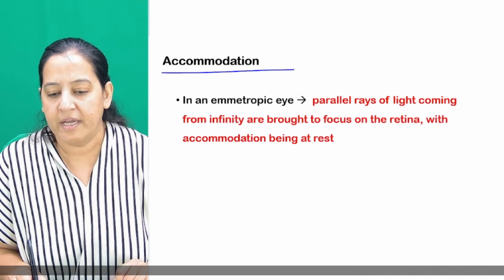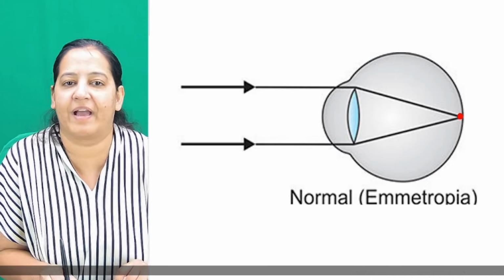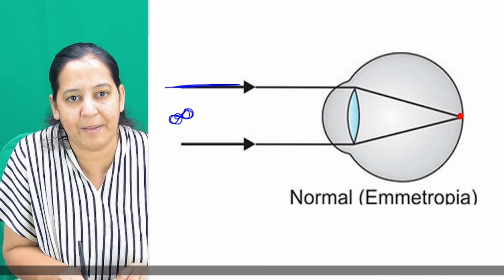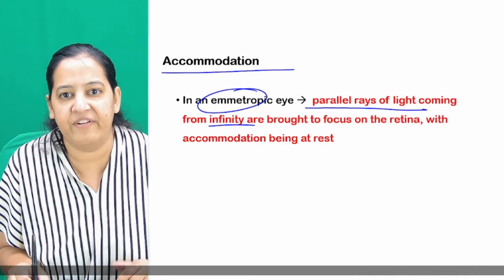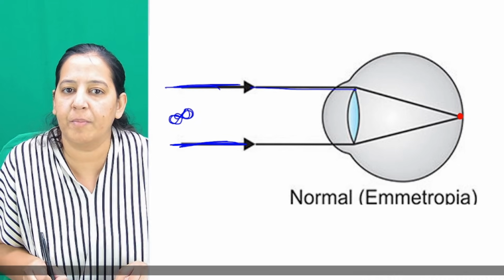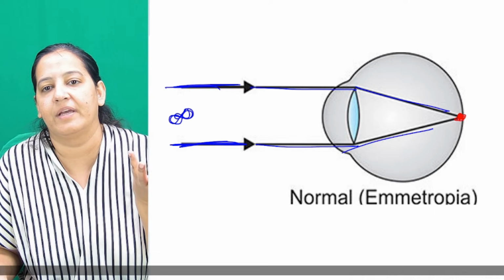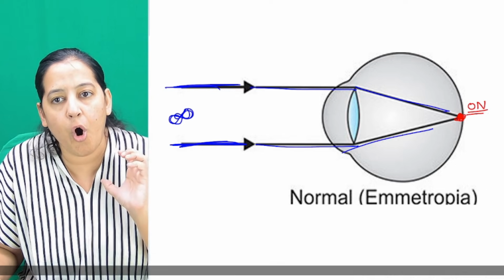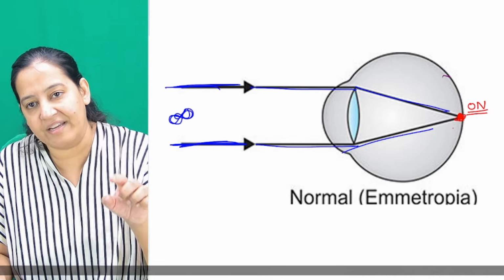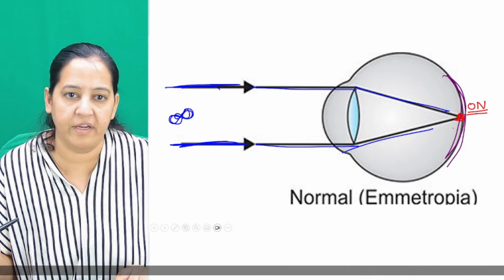What is accommodation? Normally in an emmetropic eye, when parallel rays of light come from infinity, they automatically focus on the retina. God has made the eye like this only. It is on the retina, neither ahead of it nor beyond it. This is the retina. So it is on the retina. Here accommodation is 0. Here there is no accommodation.